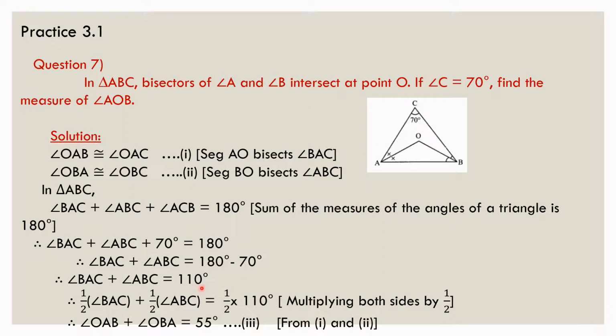And multiplying both sides of the equation by 1 by 2, therefore, half into angle BAC plus half into angle ABC is equal to half into 110 degrees. Half into angle BAC means angle OAB, plus half into angle ABC is angle OBA, that is equal to 55 degrees. Therefore, equation number 3 is angle OAB plus angle OBA is equal to 55 degrees.